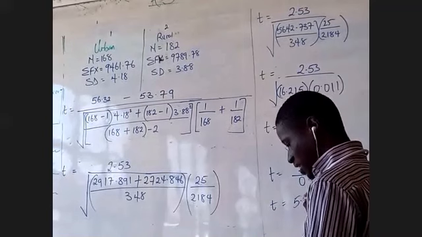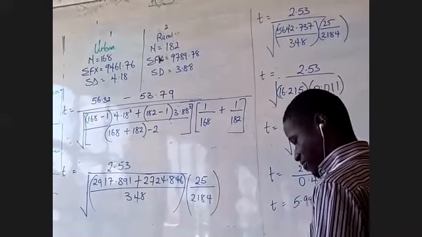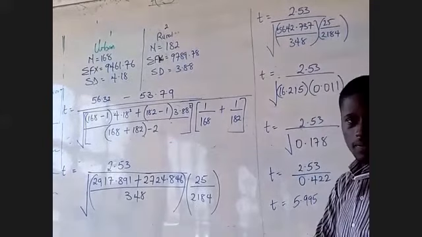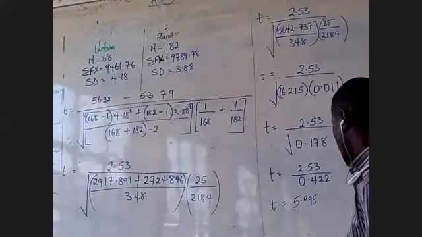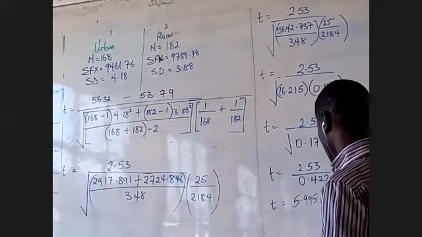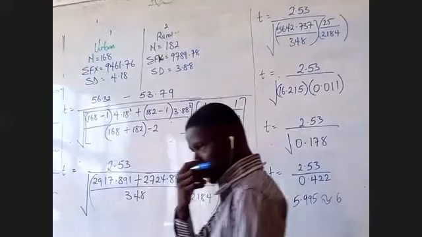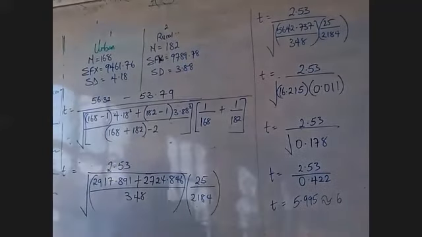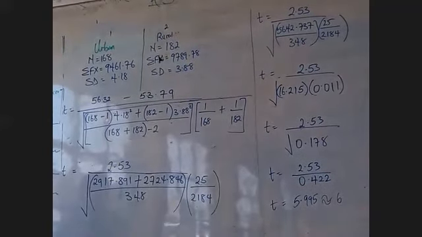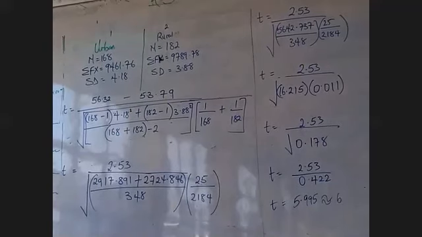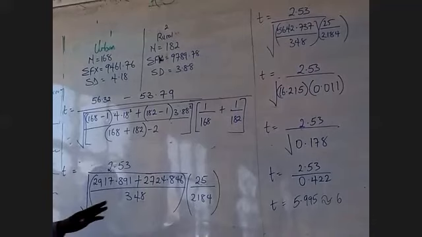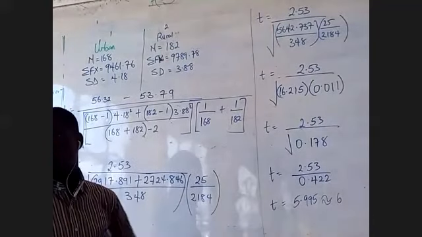And that's 5.995. Abi? Is that what you got? That's approximately 6. Do you get it or you lost? What's the problem? Any other problem? Do we understand how we got this? Okay, now let's move on.